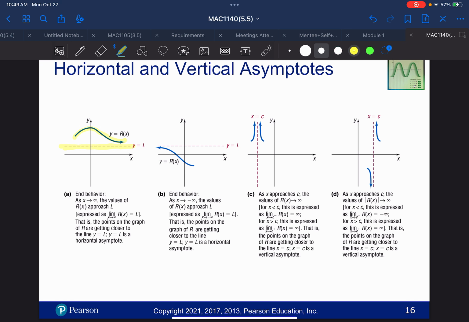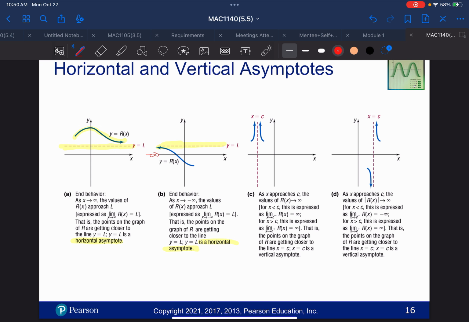The next one is also a horizontal asymptote. So this looks like as x is approaching negative infinity, the y values are approaching that line, y equals L. So this is another example of a horizontal asymptote. Now we will see that horizontal asymptotes don't always mean that they'll never cross it. We could have a horizontal asymptote that our function will cross. But these are just examples of ones that they will never cross.